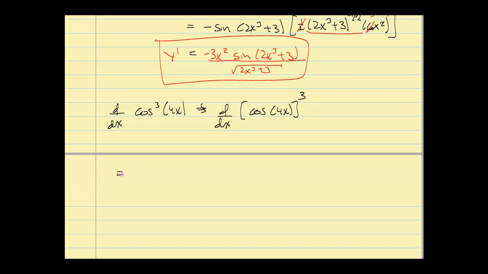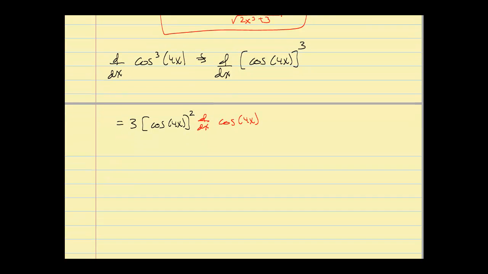Now I can see pretty clearly that this is a chain rule. This is the derivative of the outside times the derivative of the inside. Well, the outside part is just this function cubed. So the derivative of the outside, I'll bring the 3 down, decrease the exponent by 1. So here I have cubed. If I decrease cubed by 1, I get squared. And then I have to multiply it by the derivative within. So I need the derivative of the cosine of 4x.